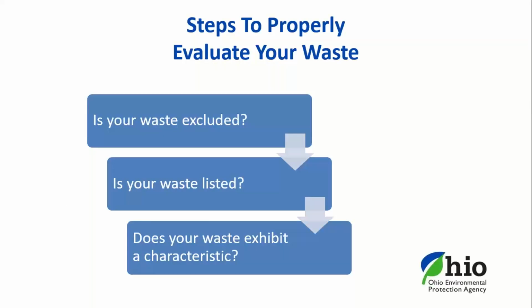So the basic questions you need to ask when making a waste determination are, is your waste excluded? Is your waste listed? There are 4 lists, the F, K, P, and U lists, which we'll talk about in a moment. And then also, does that waste exhibit a hazardous characteristic?